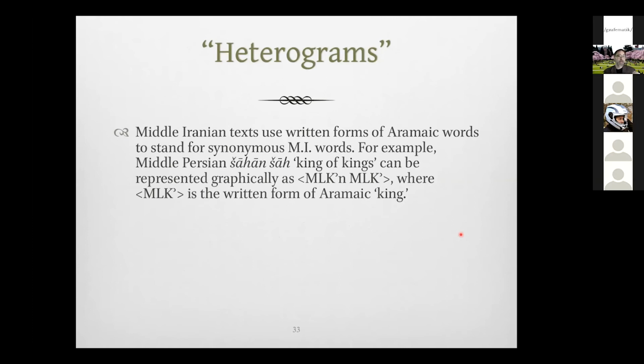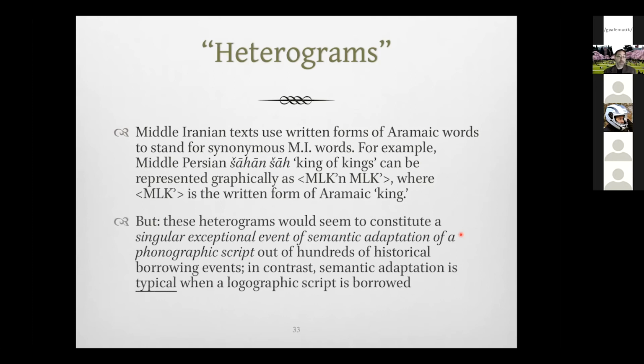So, for example, the Middle Persian phrase Shahan Shah, King of Kings, can be represented graphically with a spelled Aramaic form, King of Kings, but we can tell from the grammatical affix that is Middle Persian, the N suffix, that this was pronounced as a Middle Persian word for king and not pronounced as something like Melech, the Aramaic word for king. So these heterograms seem to constitute what looks to me like a singular exceptional event of semantic adaptation of a phonographic script out of hundreds of historical borrowing events, whereas semantic adaptation is typical when a logographic script is borrowed. And I actually think there are interesting historical explanations for why these heterograms have occurred. But I'm not an expert in this area, and I'm not going to speculate on that right now.